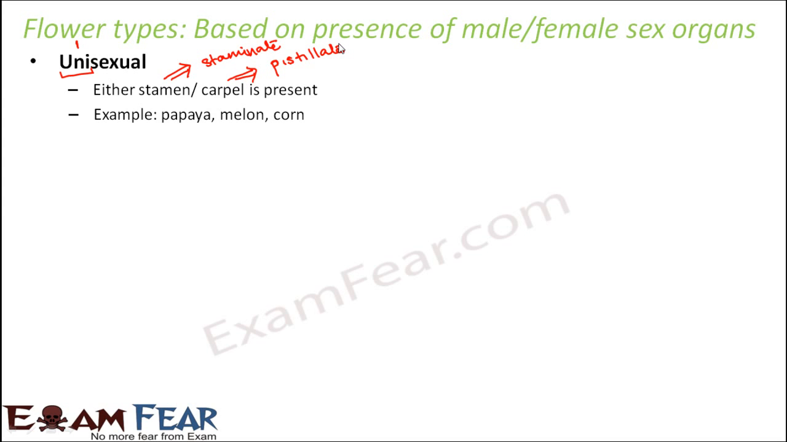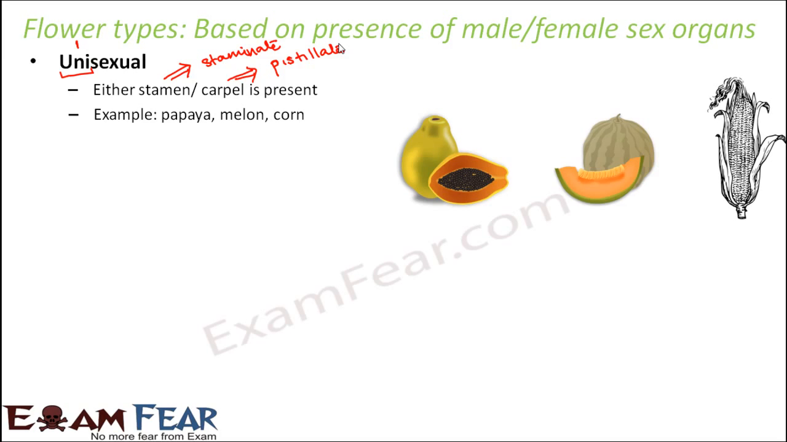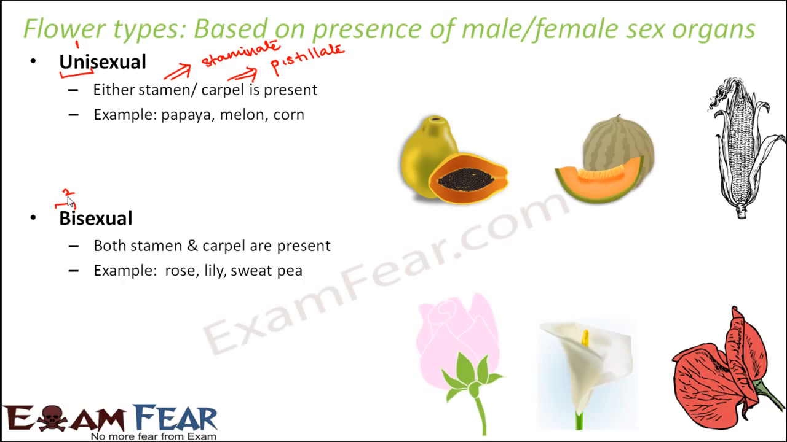So these are some of the examples of unisexual flowers where only one sex organ is present, either male or female. The next type is bisexual, that is two sexes are present. That means both stamen and carpel are present in such flowers. Examples of such flowers would be rose, lily, sweet pea. So here you can see both the things being present. If you want, you can actually look at a rose and you'll be able to see both the stamens as well as the carpels.